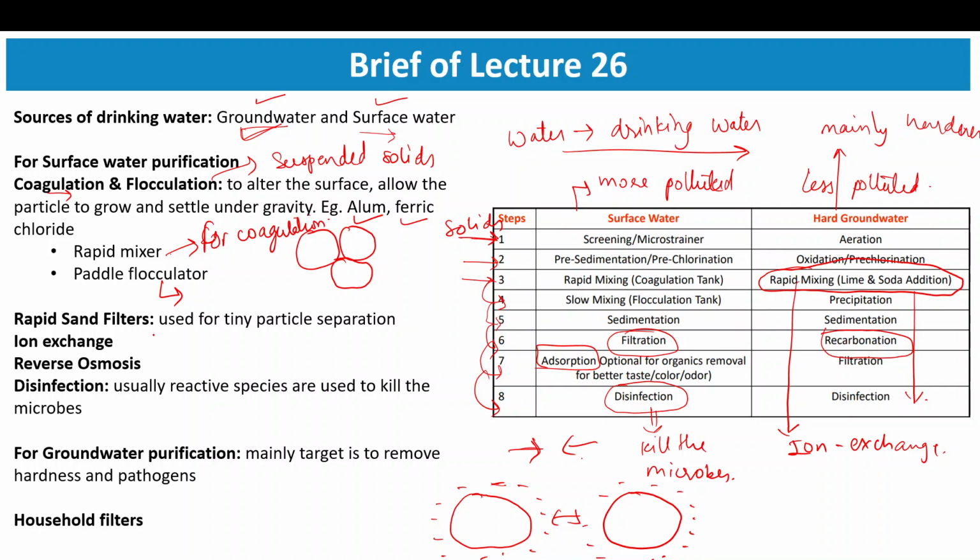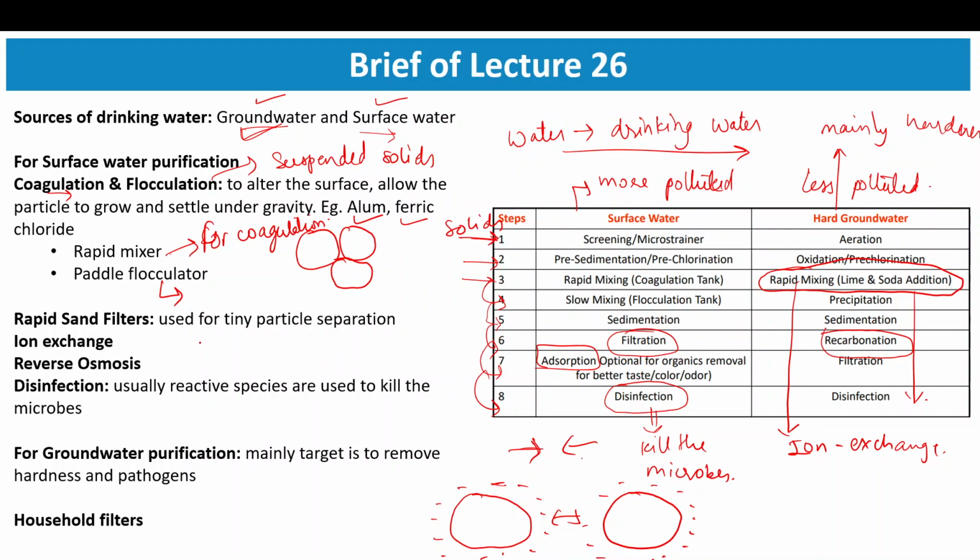Now, after sedimentation, for separation of any tiny particles which are left, it can be done in sand filtration. Sand filtration has levels of different diameters or sizes of sand particles, which obstruct the passage of any tiny particles which are present in water. So this is how it works.